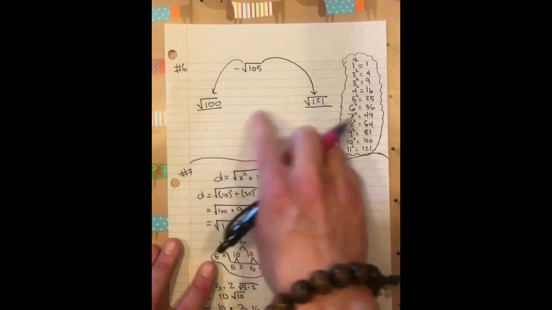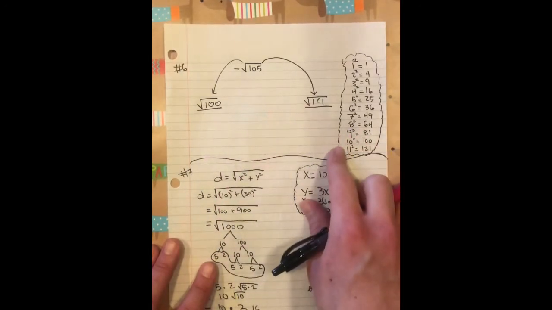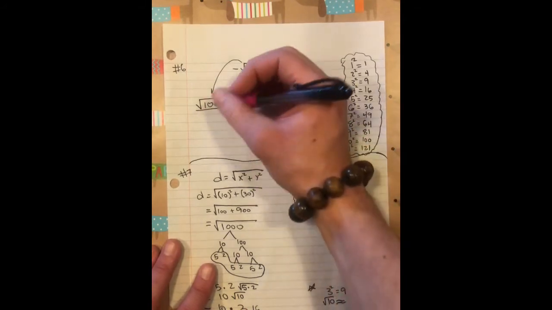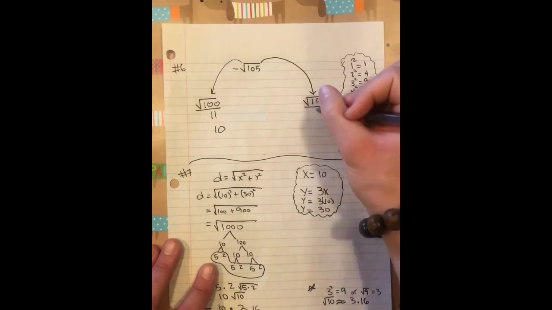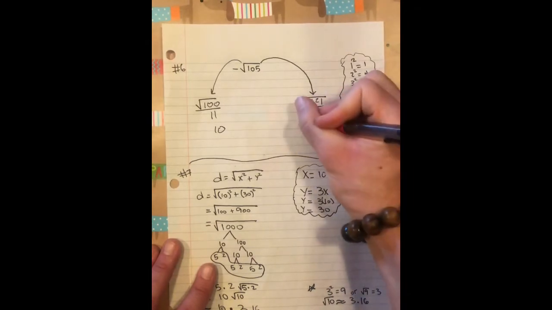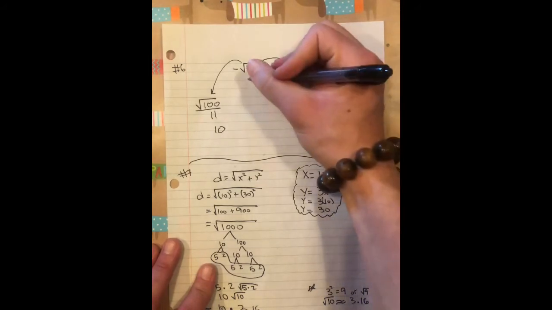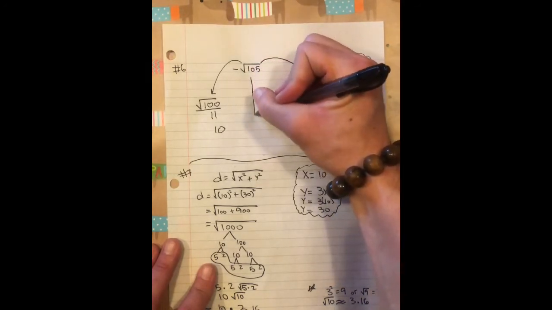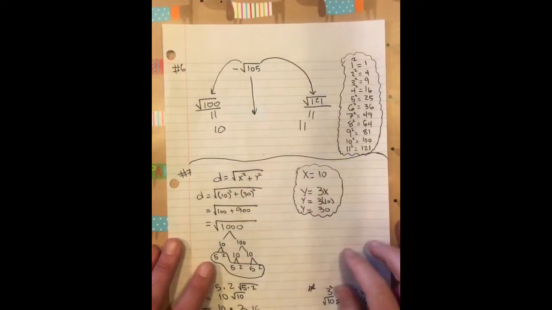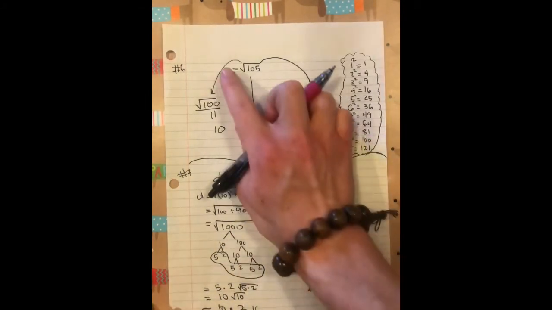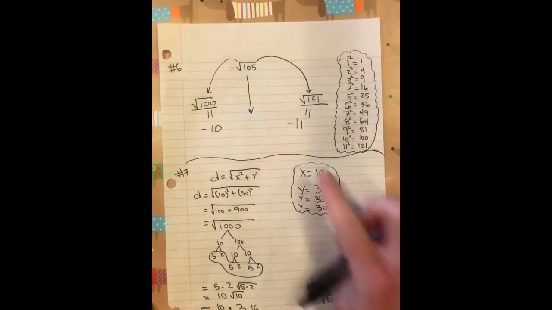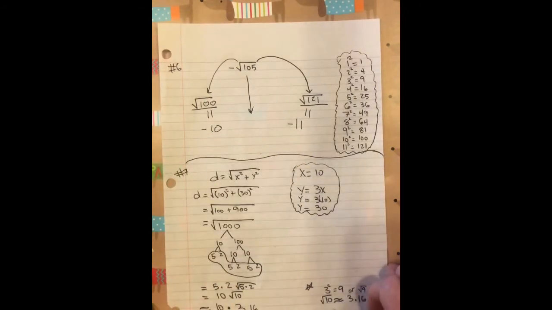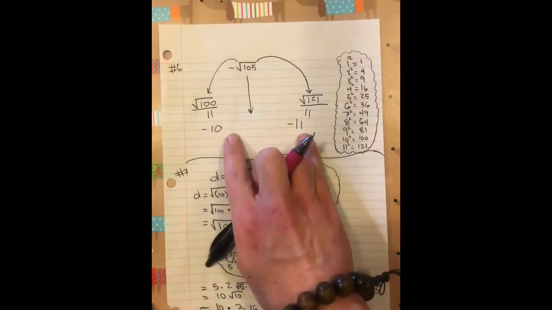So what are these consecutive numbers? The square root of 100 is 10. The square root of 121 is 11. So this has to fall in between those two consecutive numbers. Now, since this is a negative, these have to be negative. If this was positive, those would be positive. So again, we're done. We're just selecting two answers, -10 and -11.